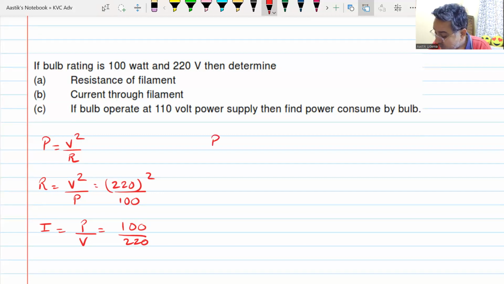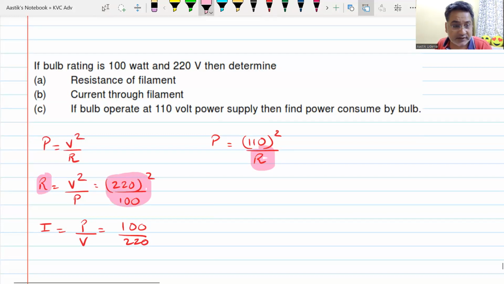To find out the power when the voltage has changed, it will be 110 square divided by R. Yes or no? Yes, sir. And you already know the R from here. Yes or no? I think the power will become 1 by 4th. Yes or no? Yes, sir. It will come as 25.